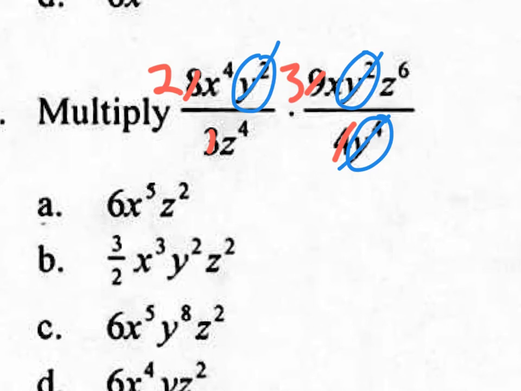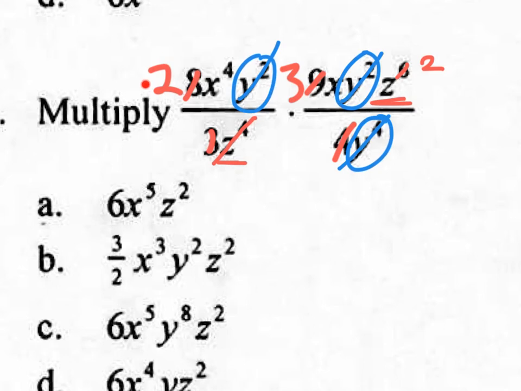We have some z's, and we could cancel out z's because we have 4 z's on the bottom and 6 z's up on top. So all 4 of them cancel out with 4 of them, and there's going to be 2 left over up on top. I know it looks like a giant mess. Let's see what we have so far.